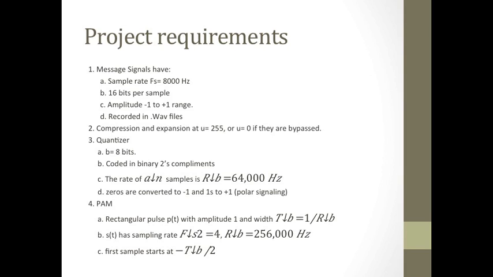Finally, for the pulse amplitude modulation, we have rectangular pulses with amplitude 1 and width of 1 over the rate of samples, which is given in the question, with the sampling rate of 256 hertz, and the first sample starts at negative T_B over 2.